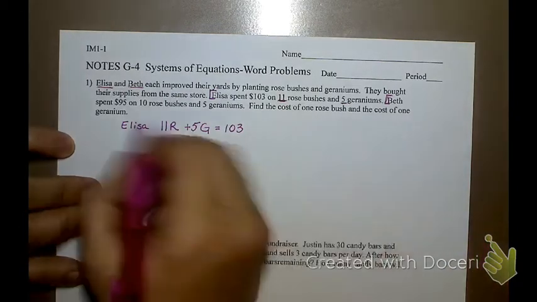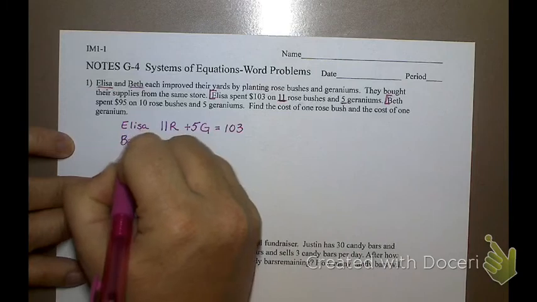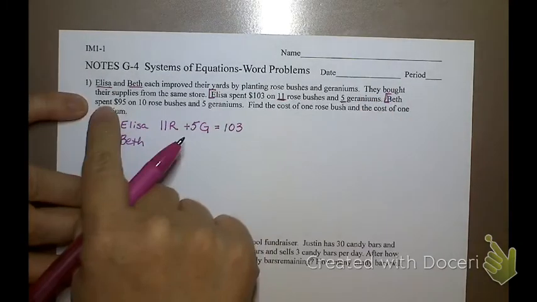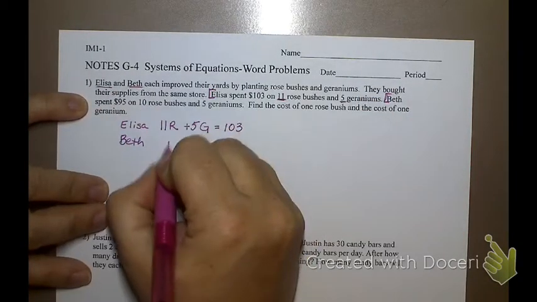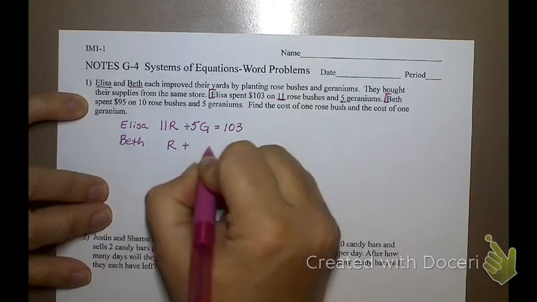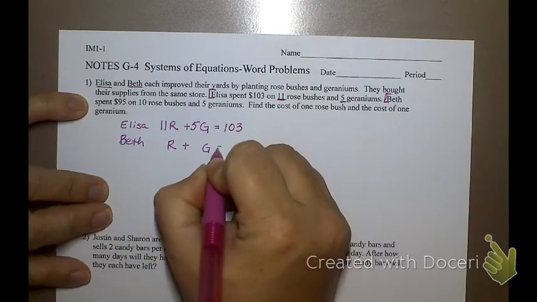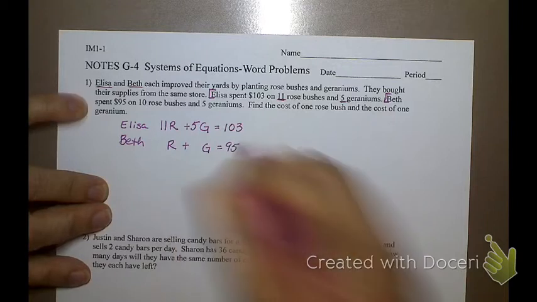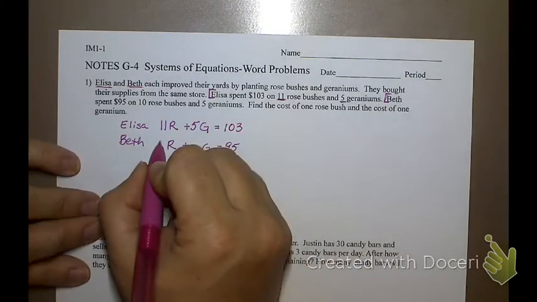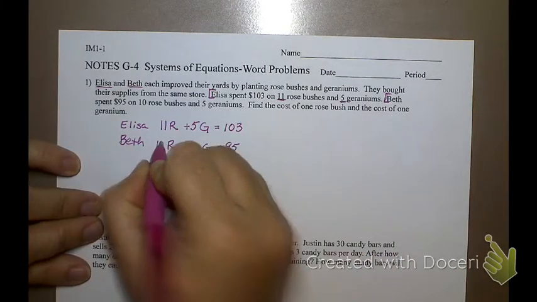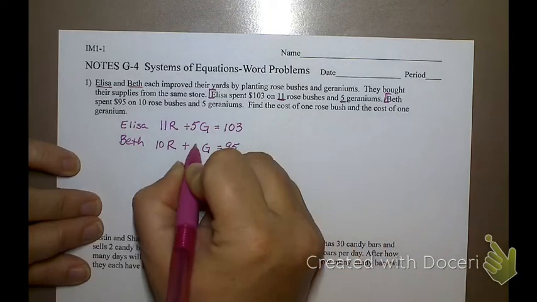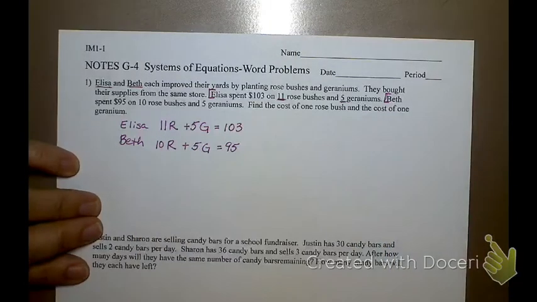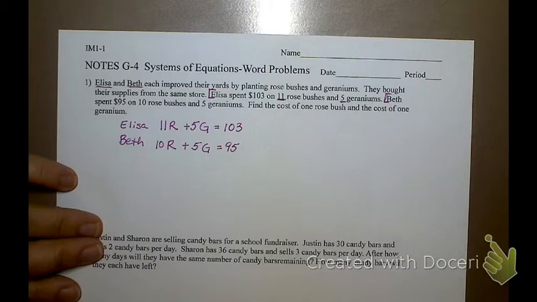We're going to do the same thing for Beth. Okay? Beth also bought rose bushes and geraniums, and she spent $95. How many rose bushes did she buy? 10. And how many geraniums? 5. And there's my two equations. Does that make sense? Yes. It's pretty easy, right? Sort of.